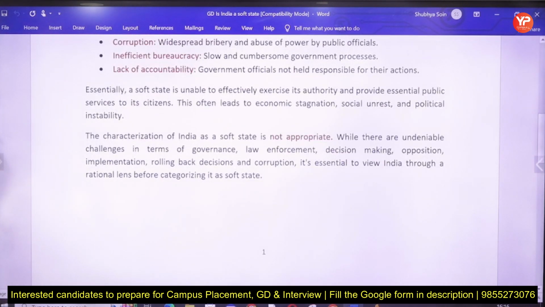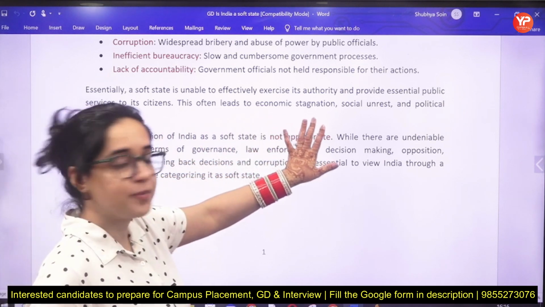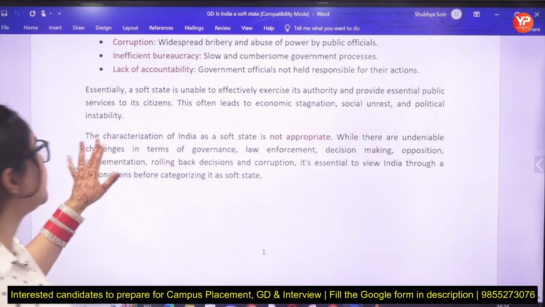So essentially, a soft state is unable to effectively exercise its authority and provide essential public services to its citizens. Now, this often leads to economic stagnation, social unrest, and political instability.